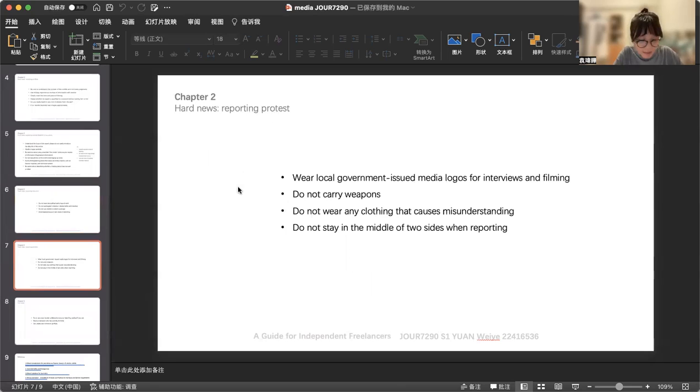When reporting protests, the fourth one is always about your safety, because for parachute journalists, reporting protests is a very dangerous thing, especially when you are not a local. So you need to wear a press card and not carry any weapon, otherwise there might be misunderstanding.